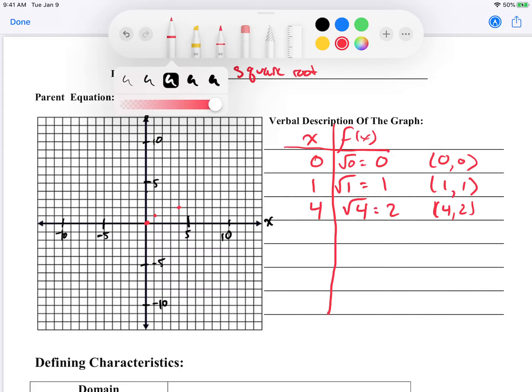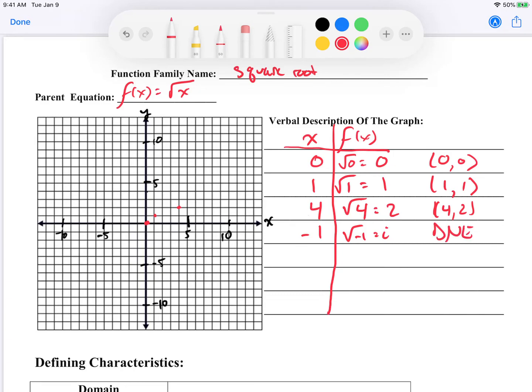Now we're going to look at the left side and see what happens. If I look at negative 1, what's the square root of negative 1? Who remembers? Yeah, it's the imaginary number. So this actually does not exist, because we're graphing this on the real plane.